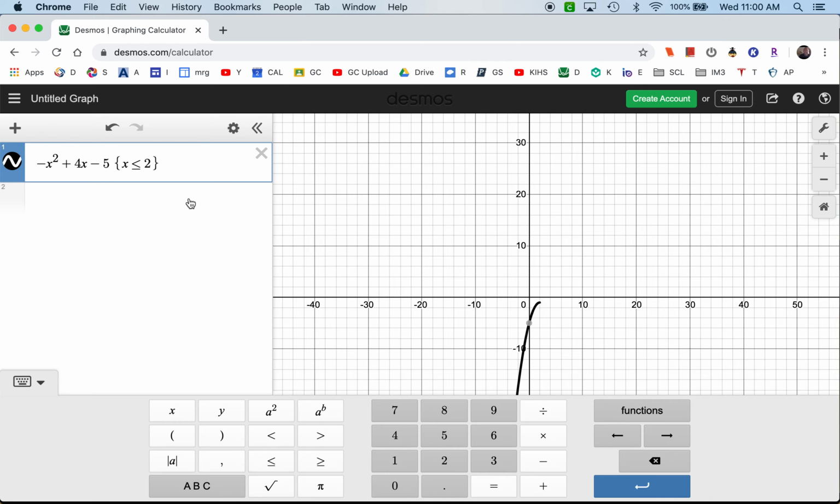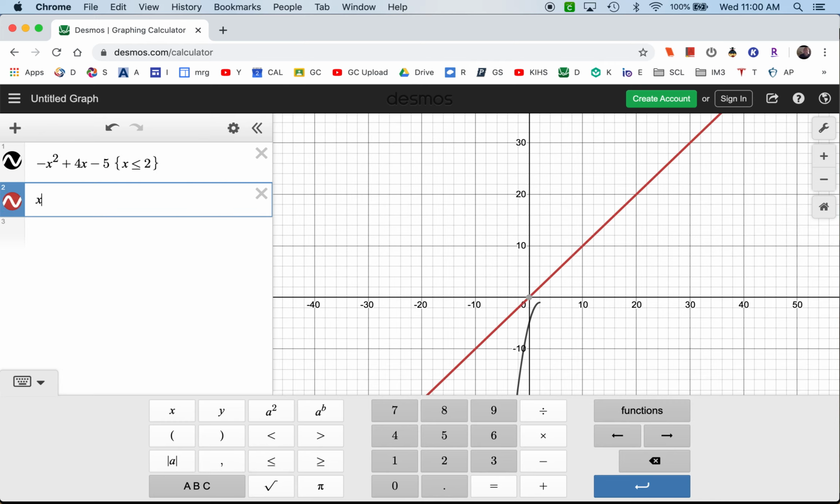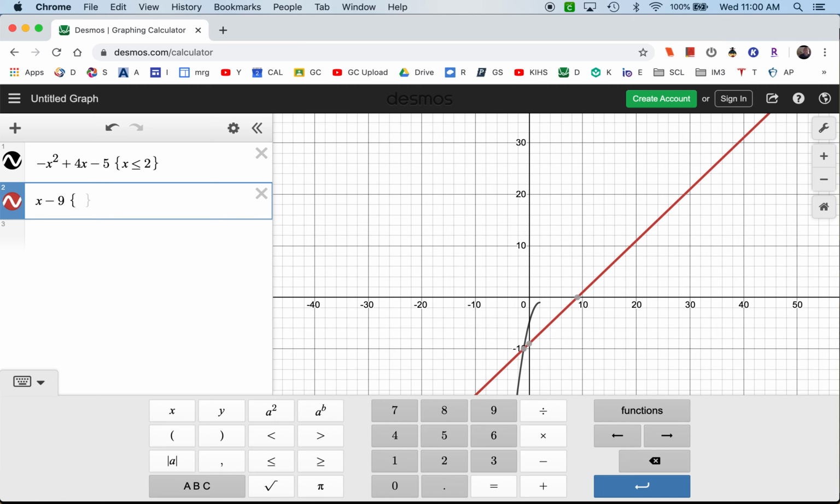Then the second piece is x subtract 9. And that's good when x is greater than 2. So we're going to type that in, do the domain restriction with fancy parentheses, and you can see it here. You can see there's a jump. So this is a one-sided limit.